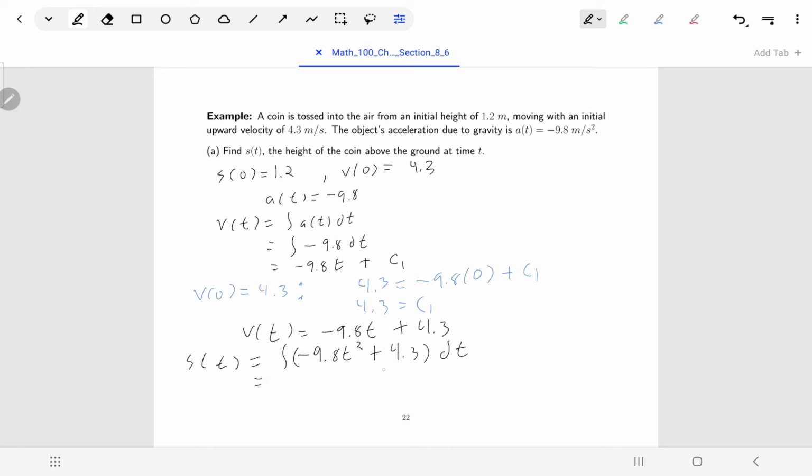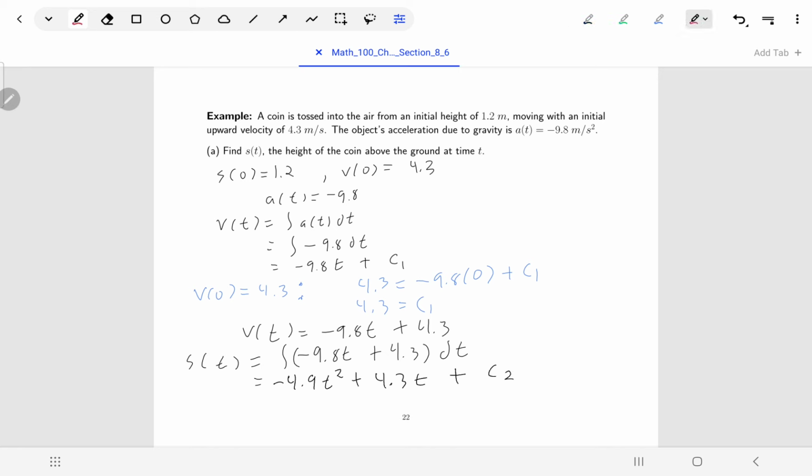Position is the indefinite integral of velocity. And when I find the indefinite integral of that, negative 9.8t to the 1. I add 1 to the power to get 1 plus 1, which is 2. So t squared, and divide by the power. The negative 9.8, when I divide that by 2, gives me negative 4.9. So I'll have negative 4.9t squared plus my initial velocity times t plus another constant c2.